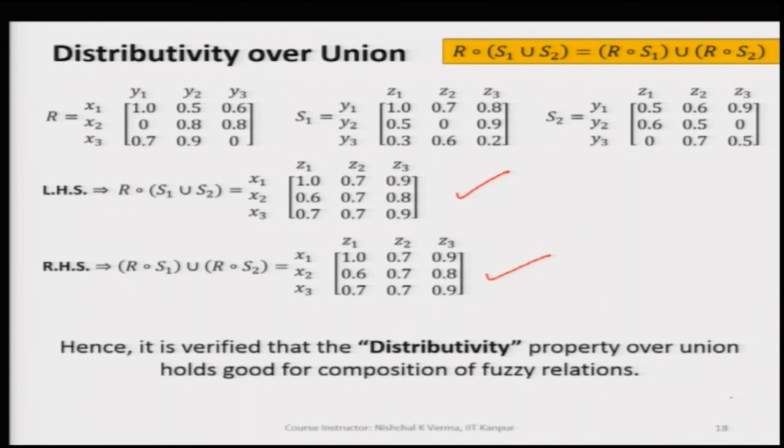So, both are same. So, in this way we can say the LHS is equal to RHS. So, this means that the matrices that we took, the fuzzy relation sets that we took, hold good for the distributivity over union property. So, in other words we can say that the distributivity property over union holds good for the composition of fuzzy relations.